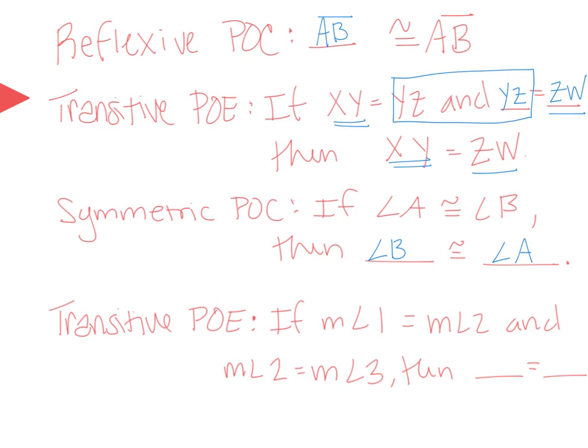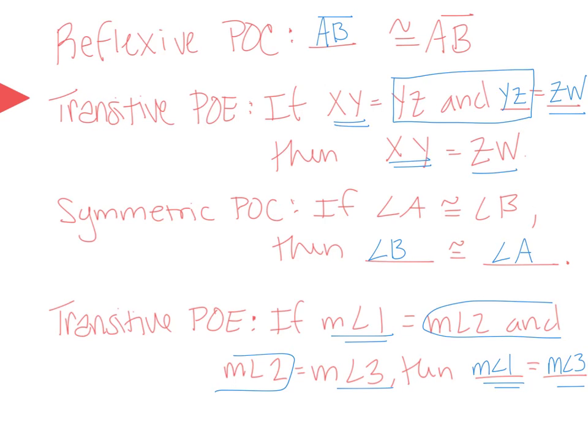Transitive POE, we have another transitive one. If the measure of angle 1 equals the measure of angle 2 and the measure of angle 2 equals the measure of angle 3, then what equals what? So here our link, the 2's, are linked. So then here's our first and then our last. So the measure of angle 1 equals the measure of angle 3.